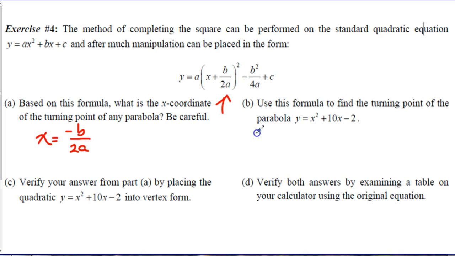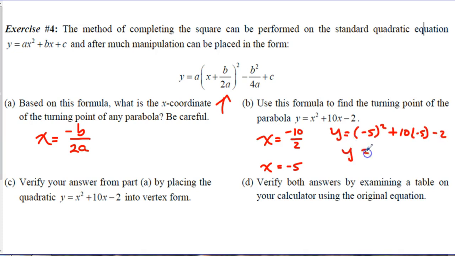Okay, so for right here, I have to do the x equals. Let me start with that. X equals negative b over 2a, so negative 10 over 2, x equals negative 5. All right, so I know the x coordinate of the vertex. Now I have to just sub that in to get the y coordinate of the vertex. When you do that math, you're going to get negative 27. Now you know the x and the y.